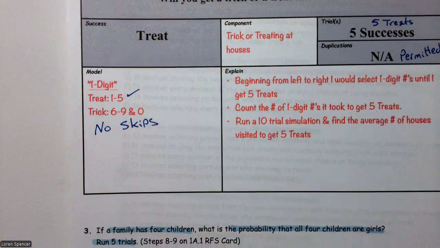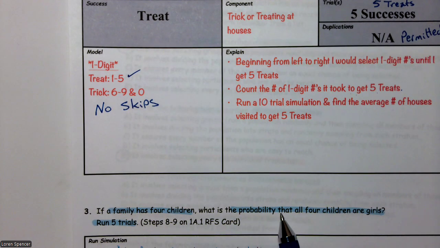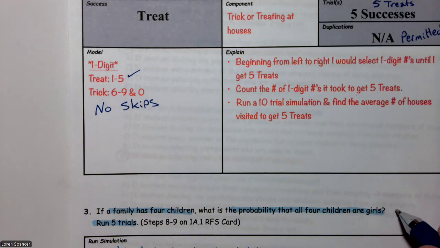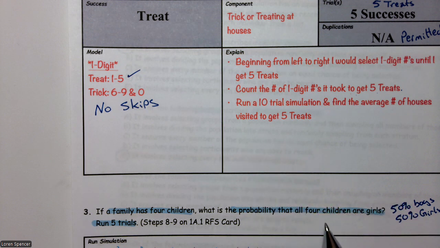All right. The next question. If a family has 4 children, what's the probability that all 4 children are girls? Run 5 trials. Once again, we're going to go with the idea that 50% of children are boys and 50% are girls. So we're going to make a number line, and we wanted to know the probability of girls.